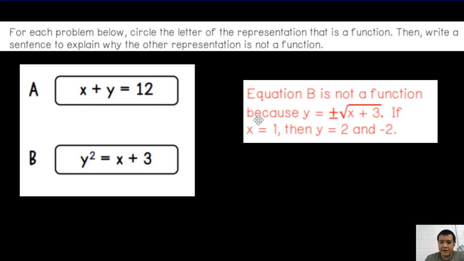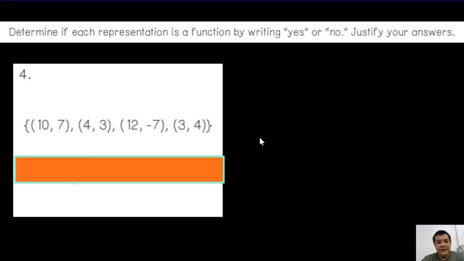So in other words, equation B is not a function because y equals plus or minus square root of x plus 3. If x equals 1, for example, then y would equal 2 and negative 2. So if you plug in 1 right here, we would get positive 2 and a negative 2. So the input of 1 would get us two different outputs.